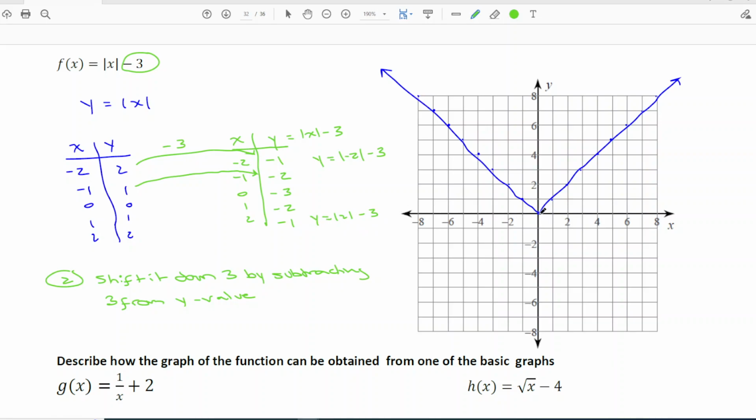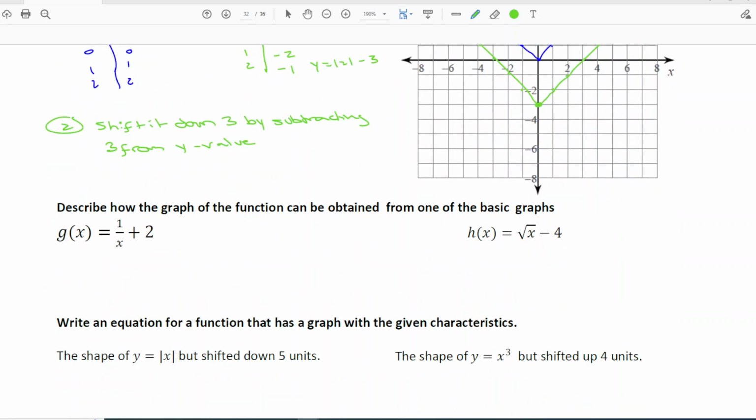So really what we're going to do is take this blue graph and shift it down 1, 2, 3. And then it's going to keep its shape, just shifted down 3. Going faster was better.